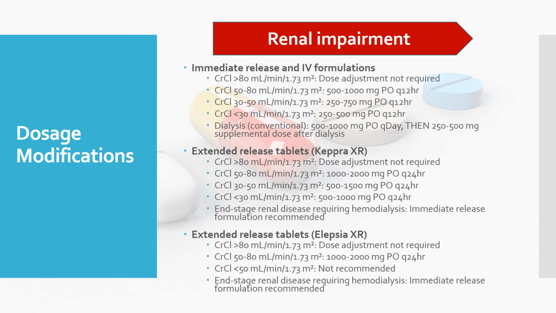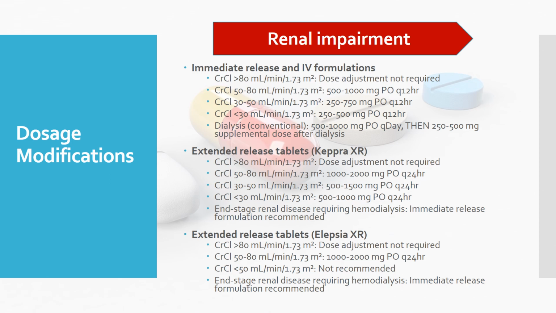So for the extended release tablets, the Keppra XR brand, with creatinine clearance greater than 80, once again, no dose adjustment is required. For creatinine clearance 50 to 80, a dose of 1000 to 2000 mg Q24 hours. Creatinine clearance between 30 to 50, do a dose of 500 to 1500 milligrams Q24. Creatinine clearance less than 30, we do a dose of 500 to 1000 mg Q24. For those patients with end-stage renal disease requiring hemodialysis, the immediate release formulation is usually recommended.